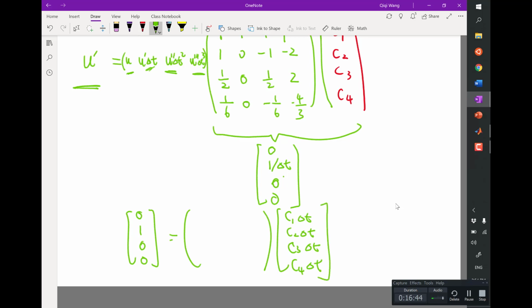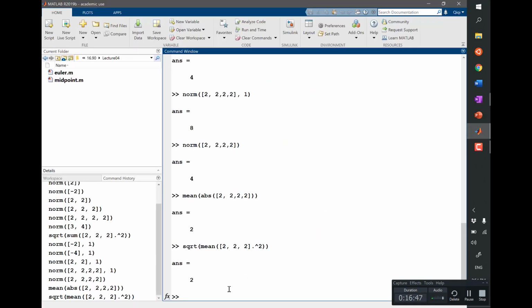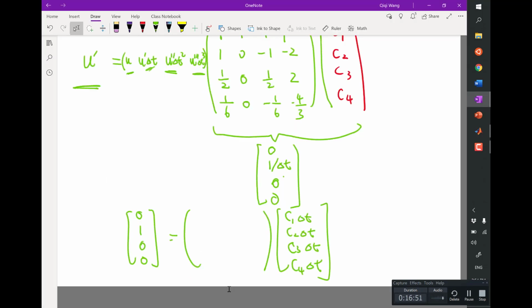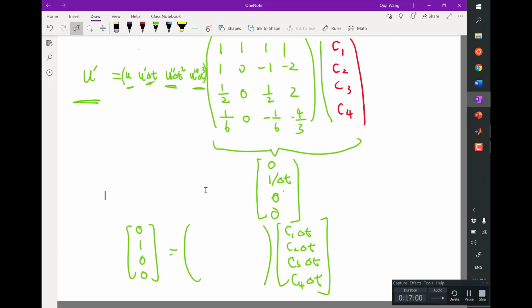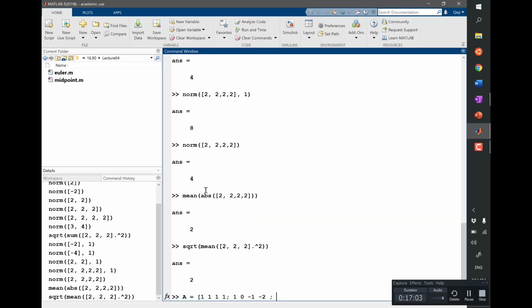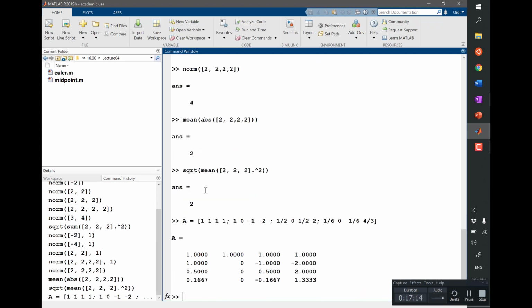So that's the system, and I think we did this last time. A equal to, I think I lost the history. A equal to 1, 1, 1, 1, 1, 0, minus 1, minus 2, half, 0, half, 2, and a sixth, 0, minus a sixth, and 4 over 3. Oh, minus 4 over 3.